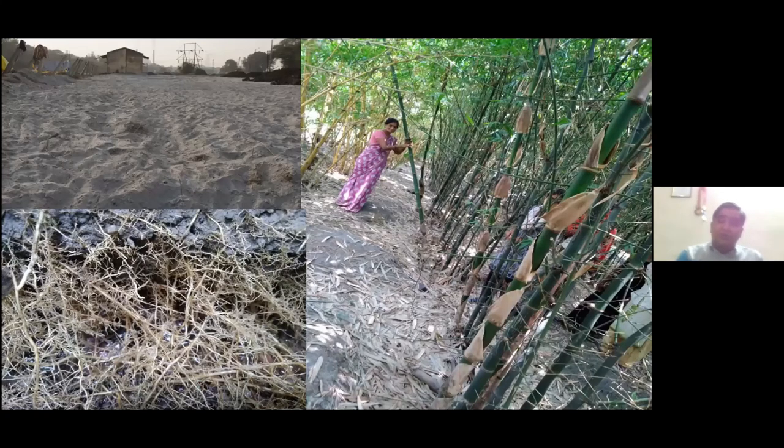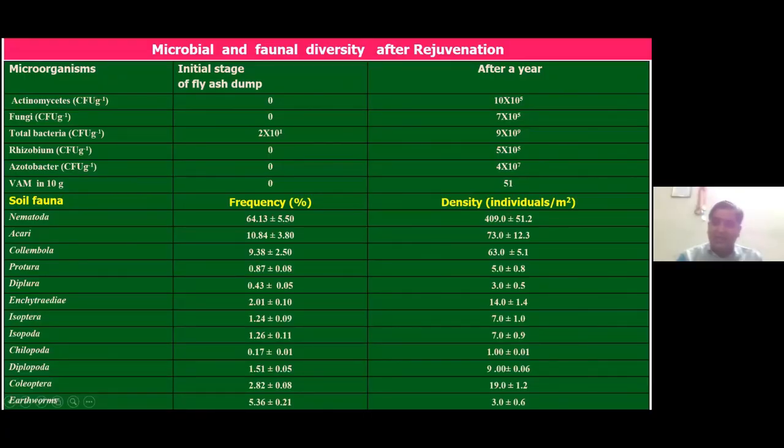So after 2 years, we evaluated all types of below-ground biodiversity in that area. Just you can see all types of faunal and microbial diversity. It has increased after 2 years, after 8 years. Within a short period of time, it has increased highly.